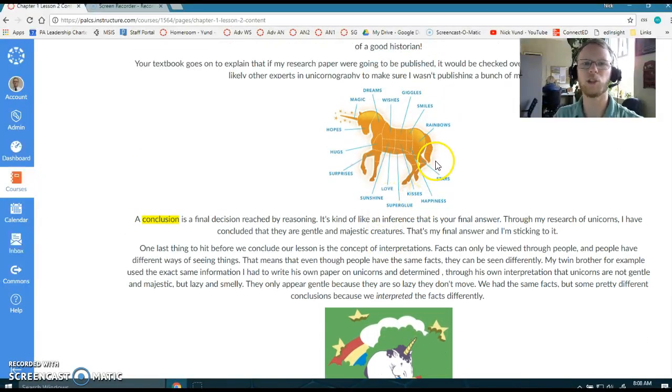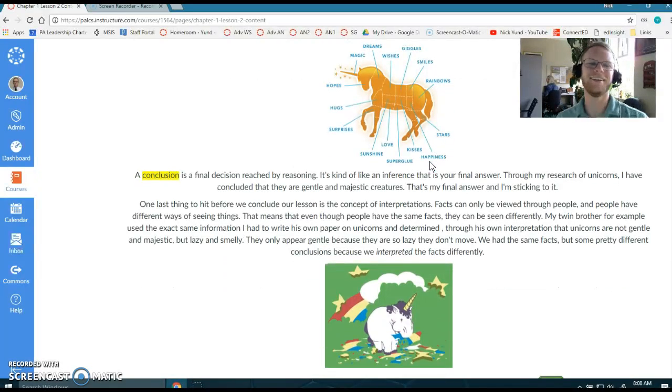All right, let's talk about conclusions real quick. A conclusion is a final decision reached by reasoning. It's kind of like an inference that is your final answer. Through my research of unicorns, I have concluded they are gentle and majestic creatures. That's my final answer, and I'm sticking to it.